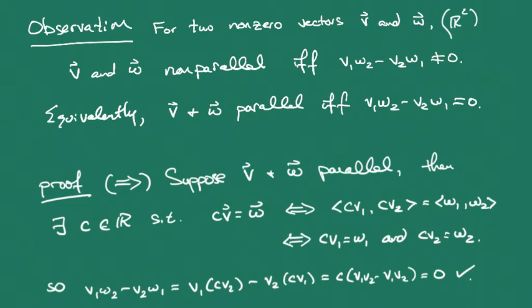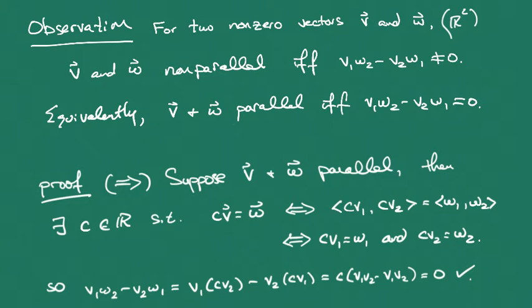So let's start off proving this observation. Suppose that we have some v and w that are parallel, and we'll assume again that these vectors are non-zero. Then them being parallel means that we have some c, a real number, such that c times v gives us w. Writing things in component form, that tells us that (cv1, cv2) is equal to (w1, w2), so that we have a system of equations: cv1 is equal to w1 and cv2 is equal to w2.